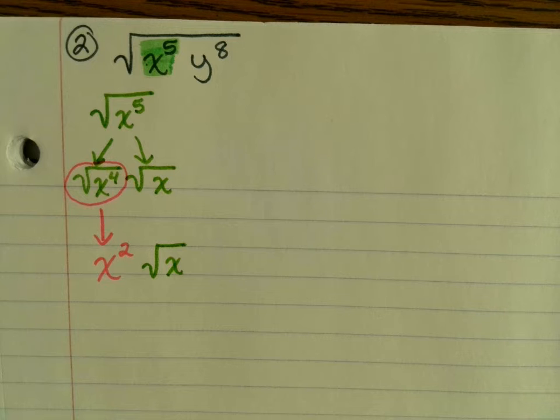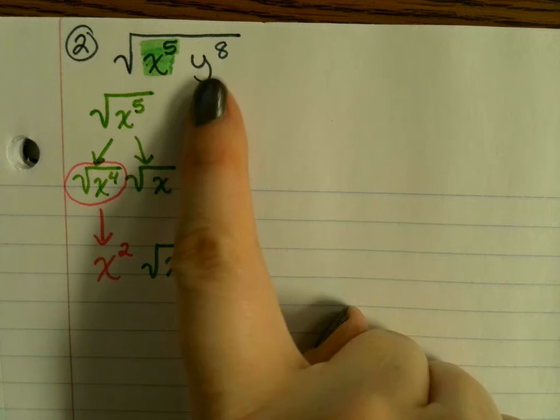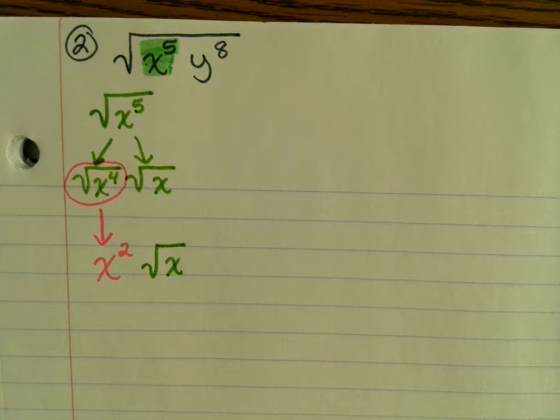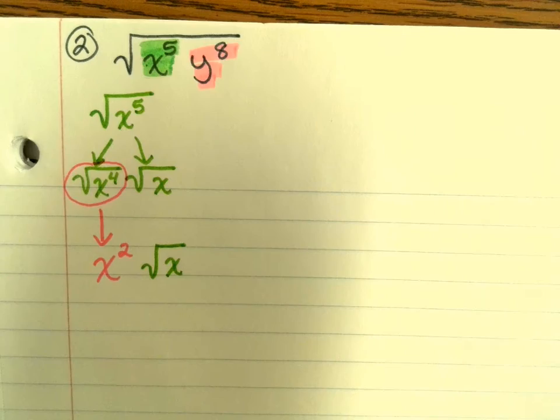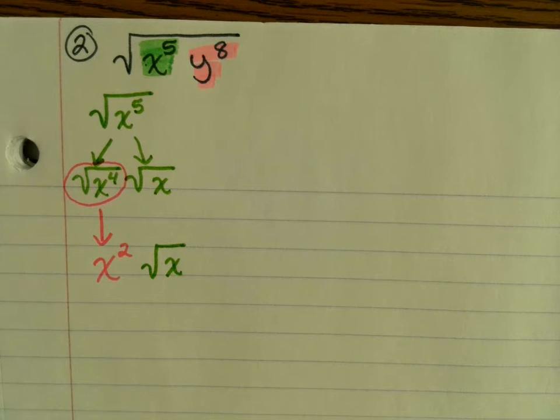Okay, now I'm going to focus on the y to the 8th. Is y to the 8th a perfect square? Meaning, is it even or is it odd? It's even. So if it's even, it means it's a perfect square. If you have an even exponent, it makes it a perfect square. That means that you will not have anything remaining inside of a radical sign.